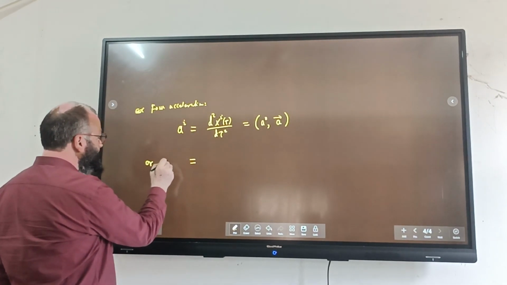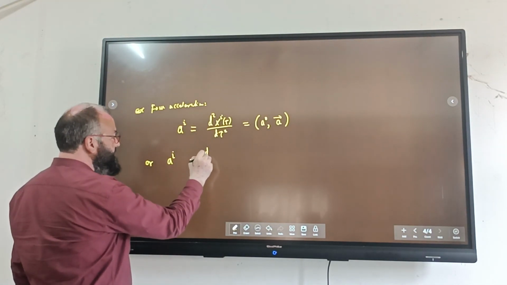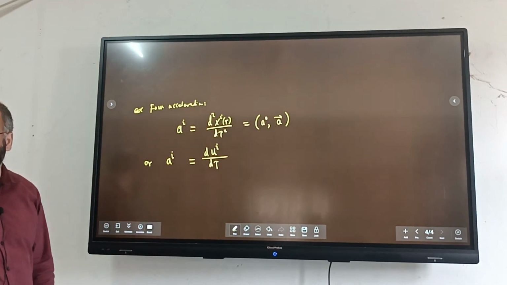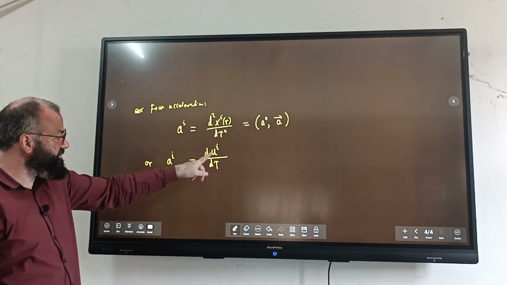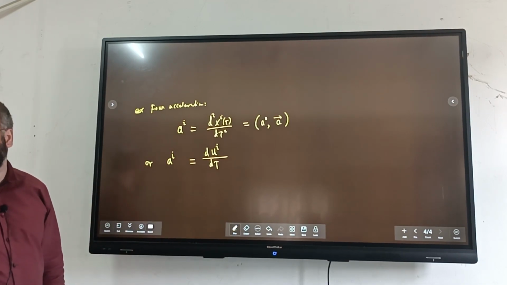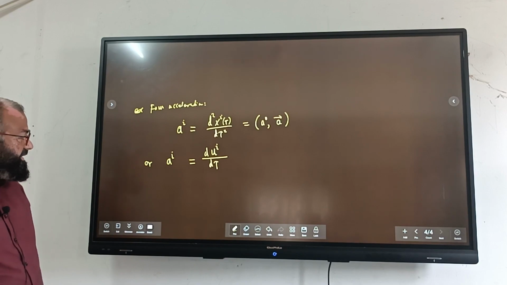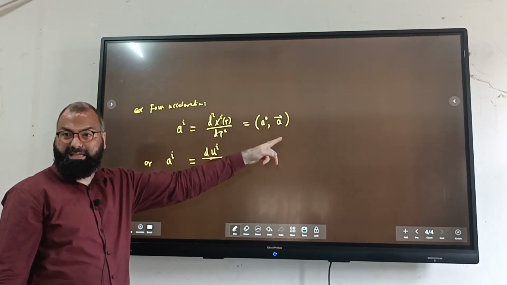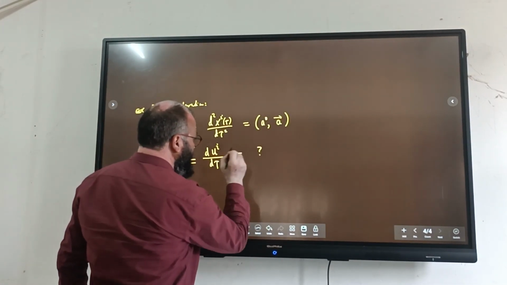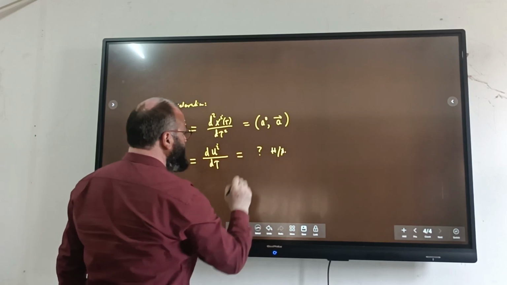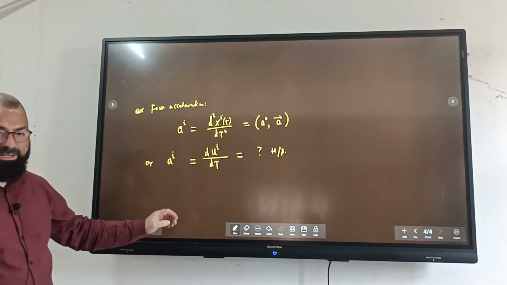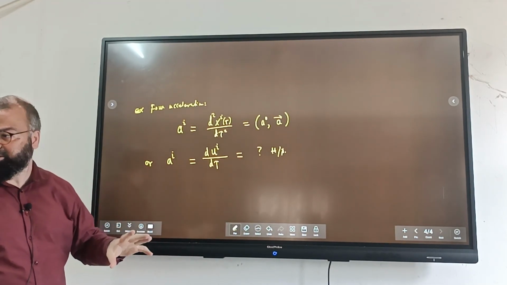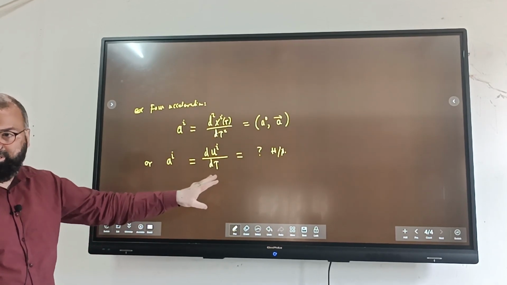Or I can write this a^i as simply du^i/dτ. Clear? Simply, dx/dτ is velocity, du/dτ is what? Acceleration. Okay? Got it? So you can now calculate the components. What will be a0 and what will be a? That will be an assignment. Simple differentiation. What you need to do is convert this τ into t, the coordinate time. Clear? So just make sure you do it correctly.